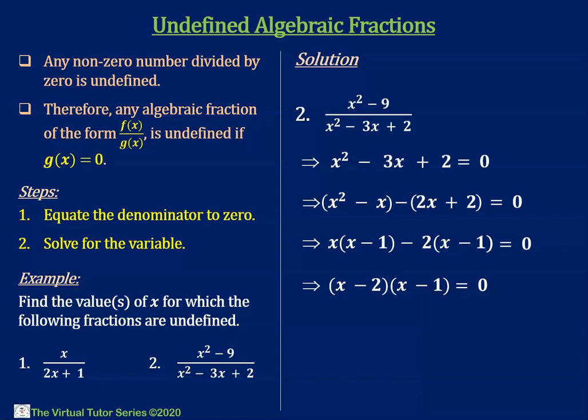Now, if the product of two numbers is 0, then either of them can be 0. Therefore, either x minus 2 is equal to 0, which implies that x is equal to 2, or x minus 1 is equal to 0, which implies that x is equal to 1. Hence, the values of x for which the given algebraic fraction is undefined are 2 and 1.